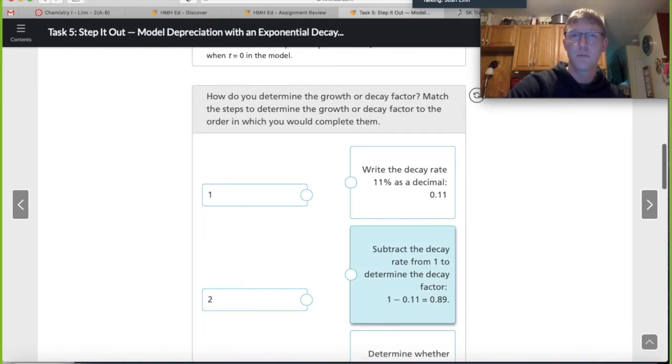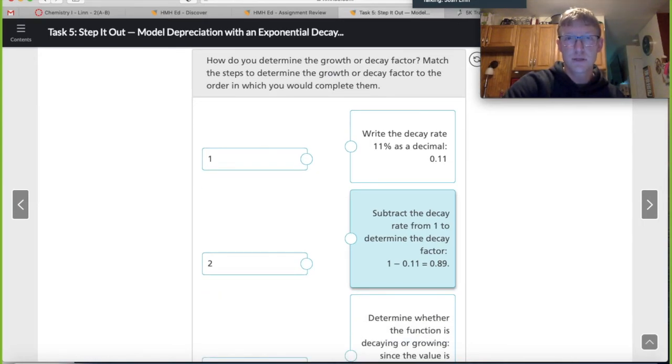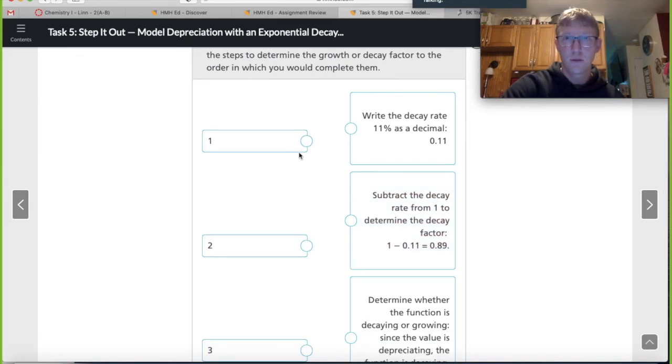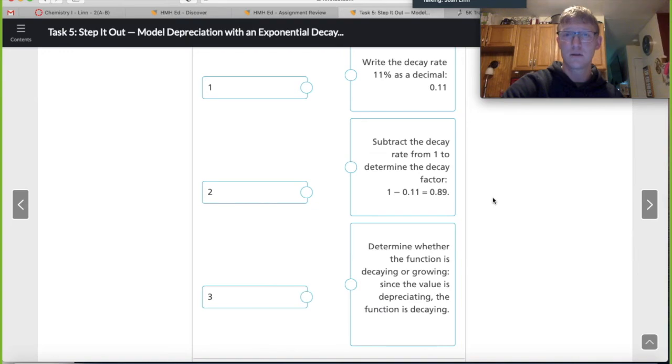How do you determine the growth or decay factor? Match the steps to determine the growth or decay factor. So first, let's see here, write the decay rate, 11% as a decimal. Something I did in my head, but that is technically probably the first thing.